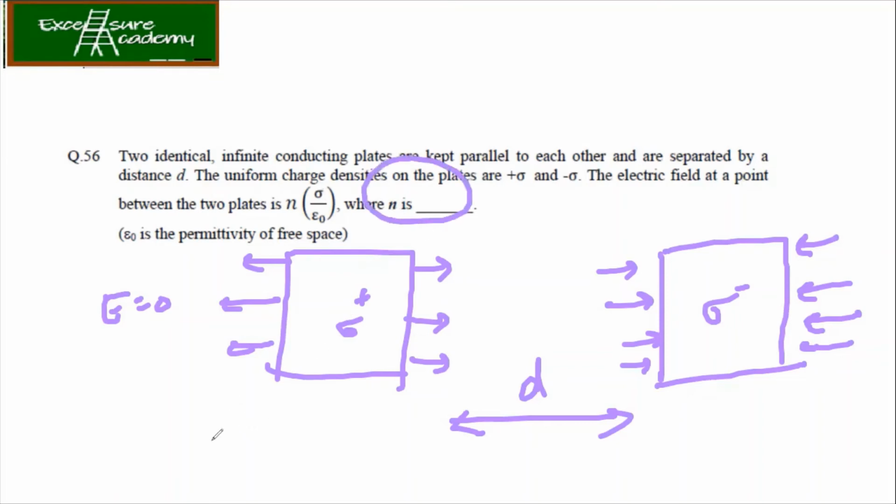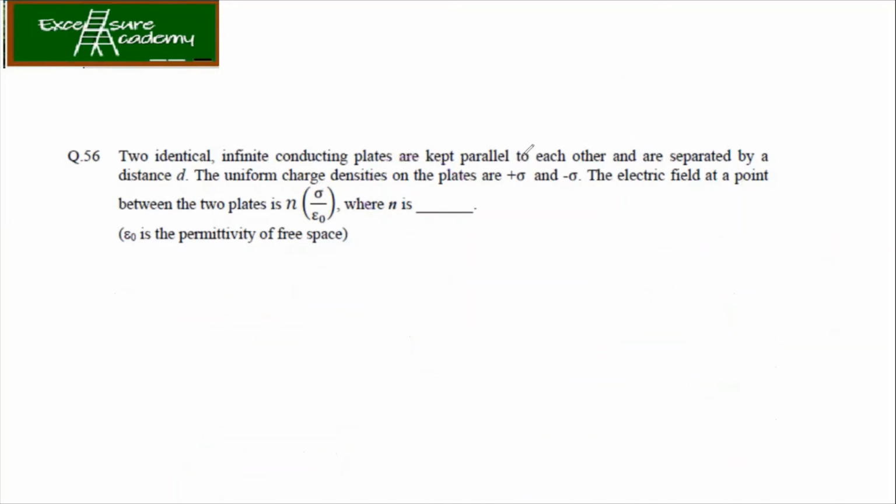So we know that E is equal to sigma by 2 epsilon 0 for one sheet. Now for two conducting sheets, how are we going to do this? We are going to solve it. It is given that E sigma plus and E sigma minus are there, so we are going to add these two.